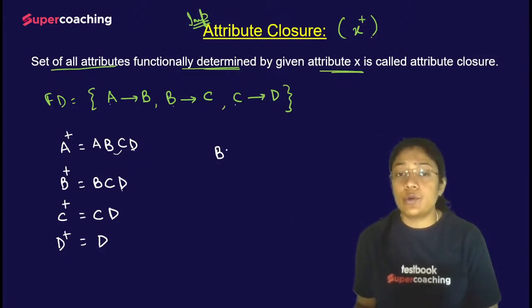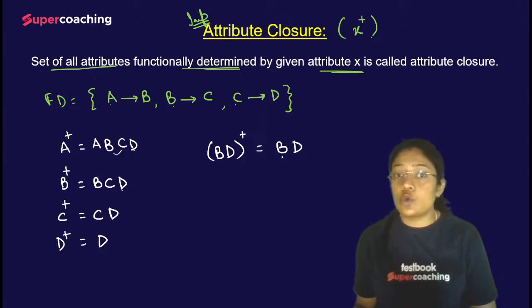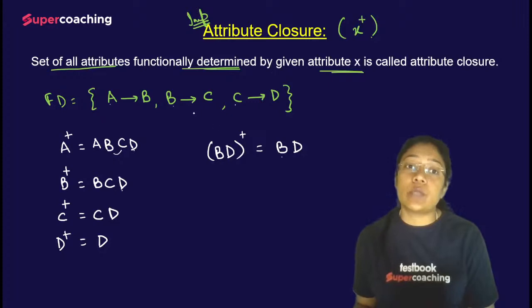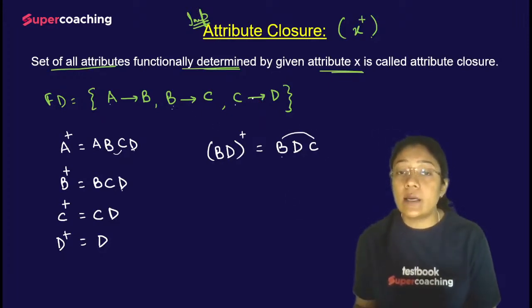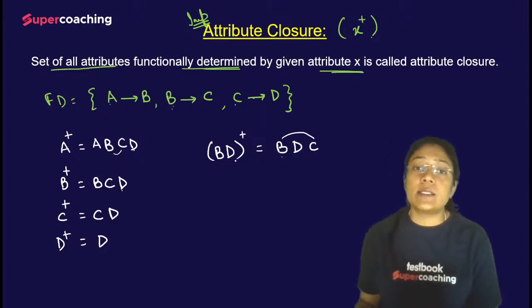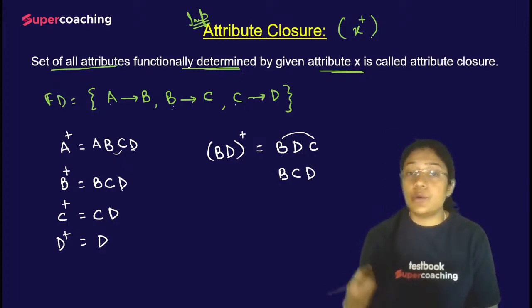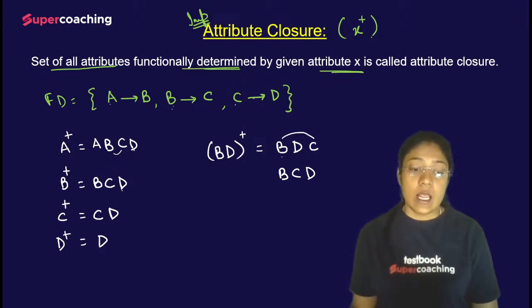For example, I want to find out BD closure. So what will be BD closure? BD is determining B and D. खुद को determine करेगा. अब देखो जो attributes right hand side पे आ चुके हैं उनमें से कौन से और नए attributes आ रहे हैं. B is determining C, so C will also be included. C is determining D, that is already present. So we can say that BD closure is BDC. Or you can also write this as BCD. Here the order of attributes does not matter. Okay? This much is clear?